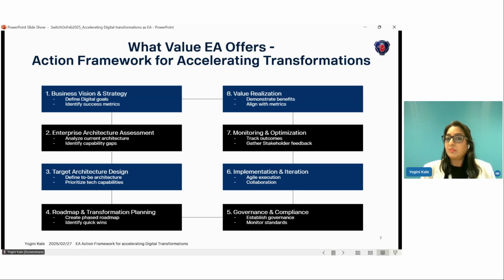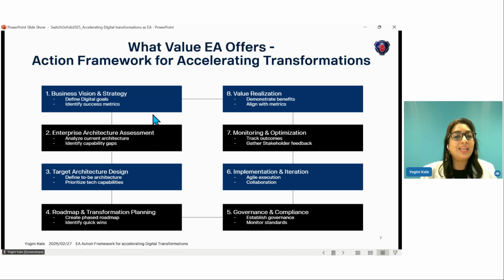So let's look into what this action framework is all about and what value EA can offer through these concrete actions at every stage. On the screen right now, you see different stages that are possible within a specific digital transformation initiative. And if you talk practically, it's not always starting from the very initial stage within your organization.